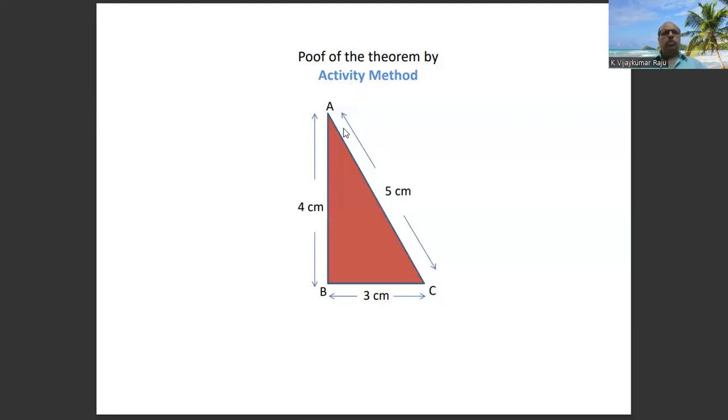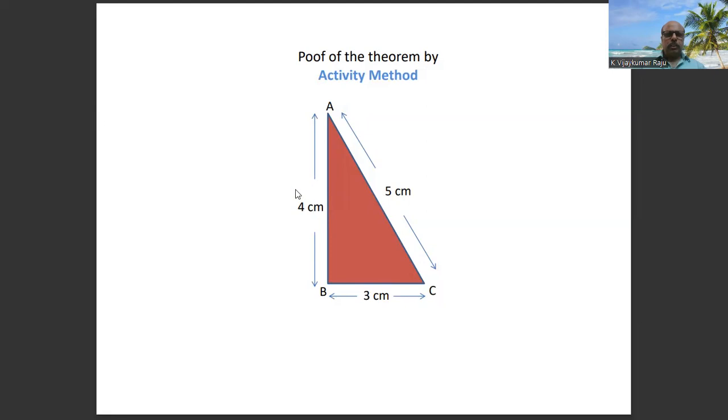Now see, proof of the theorem by activity method. I have drawn a triangle which is 4 centimeter long, the base length is 3 centimeter and the hypotenuse is 5 centimeter. I've drawn it a little big enough so that it is quite clear. Now what you need to do is take a paper, draw a triangle of this size 4 centimeter by 3 centimeter by 5 centimeter, cut it and keep it, and paste it on a sheet.